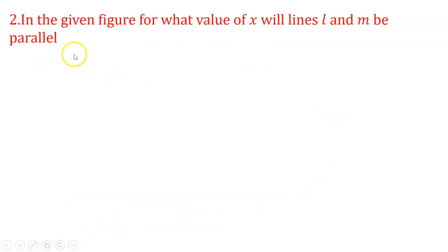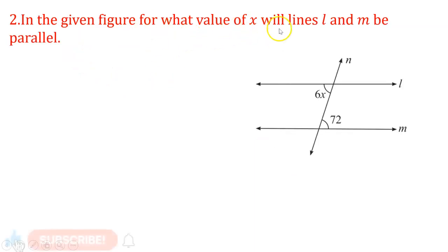Next, in the given figure, for what value of x will lines M and N be parallel? Okay, now see this here. There are lines L and M, and N is their transversal. We have been given these two angles. They are the interior alternate angles. Their measures must be the same if the two lines are parallel.